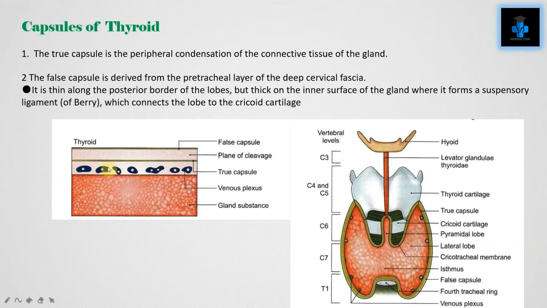So this is the glandular substance and this is the venous plexus, and for the thyroid gland the true capsule comes above it and after that there comes the false capsule. So this figure helps you to identify the location and extent of thyroid gland.